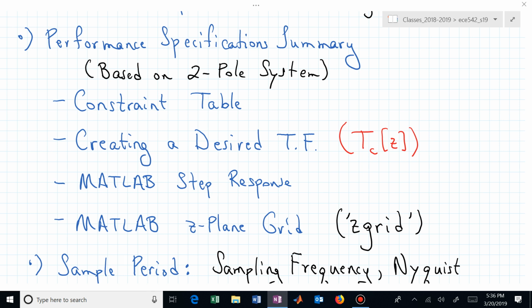These are just used as guides to help us get an idea, where do I want my dominant poles? Well, here's a first cut at where you might want them based on some of these performance specifications. We'll create a table that indicates how pairs of these performance specifications can be used to create dominant pole locations.